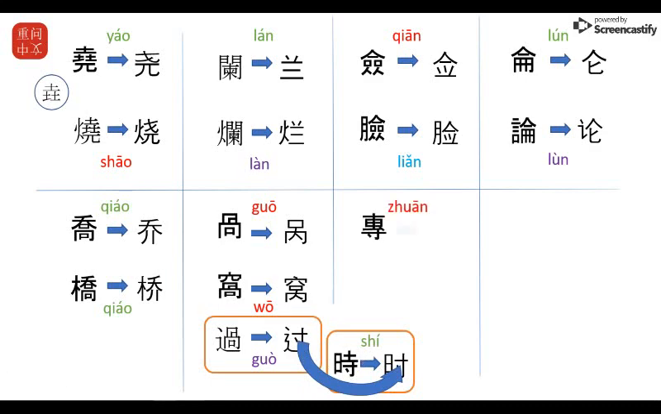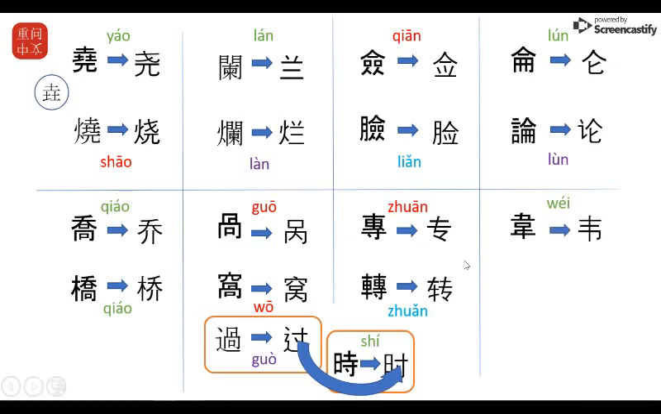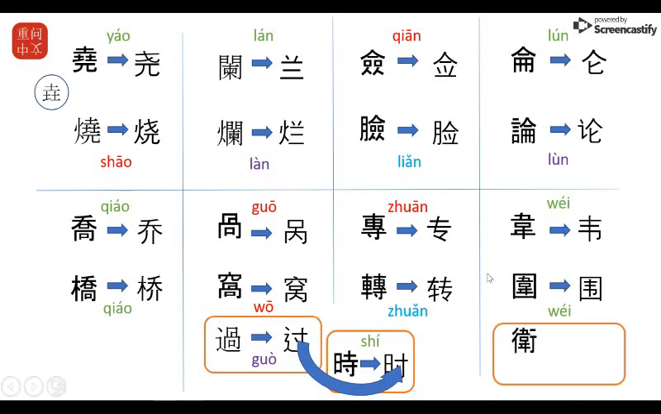Next, we have Tuan, meaning like a professional, and also in this character of Tuan, like the shift or change, we also see the same character element has been simplified. Wei has also been simplified in this character Wei, like enclosure or to surround. Also here we have one exception, which is this character of Wei, meaning to protect or to guard. This has been simplified differently to the other versions of Wei, but all the other characters which have the element Wei have this character element instead of the original traditional one.